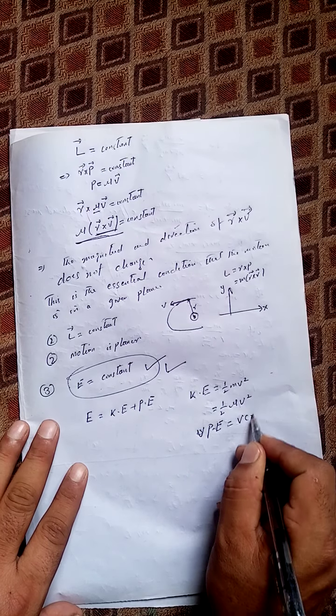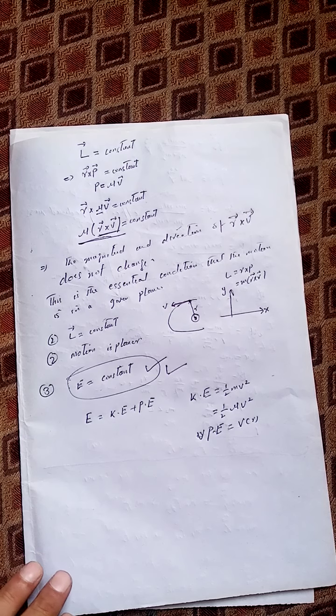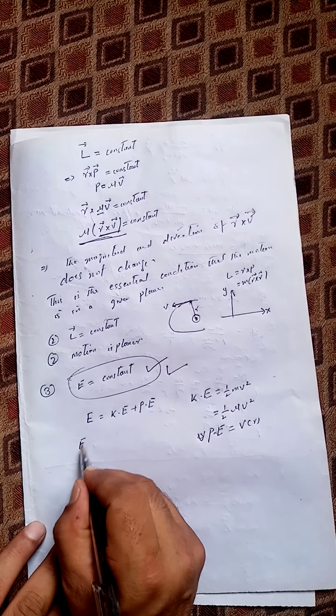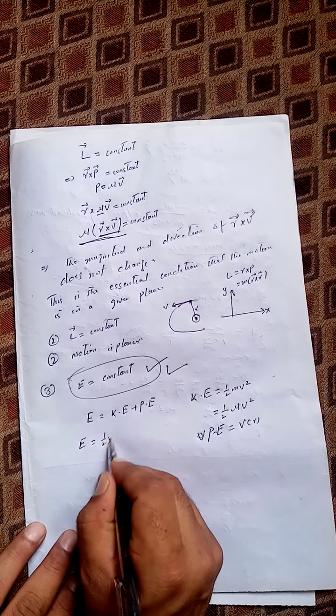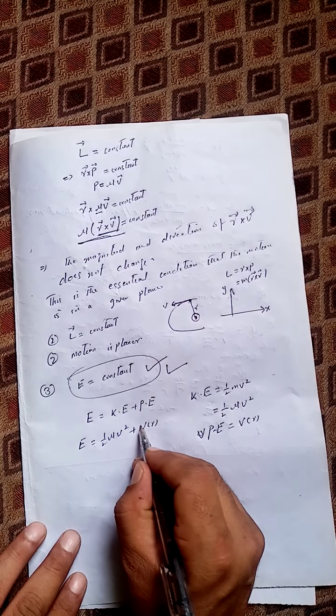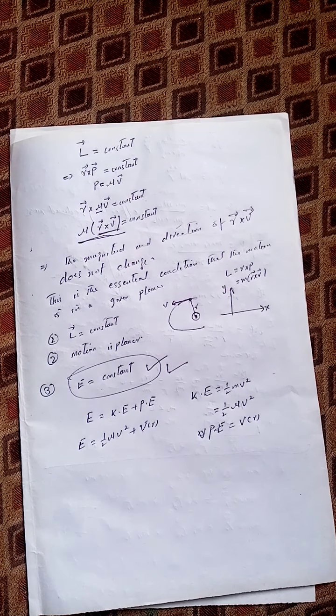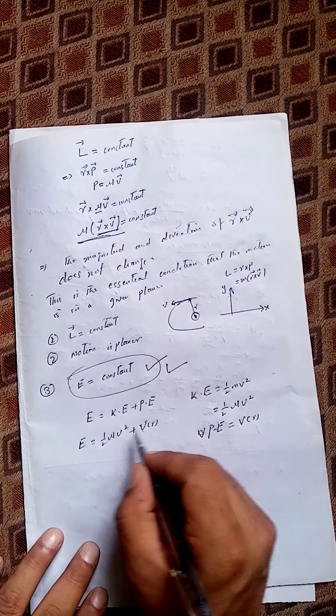by this V, which is a function of position vector. So the total energy will be equal to 1 over 2 mu v square plus V of r. This V basically represents the potential energy, not the velocity. There is a difference. This is the capital V and this is the smaller v.